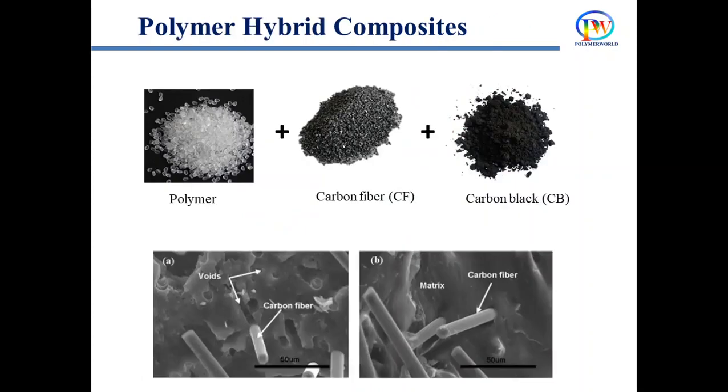Now there is a new class of composite which is known as hybrid composite. In a hybrid composite, instead of one reinforcing agent, two or more reinforcing agents are added in the polymer to achieve desired properties and also to reduce the cost of the material.